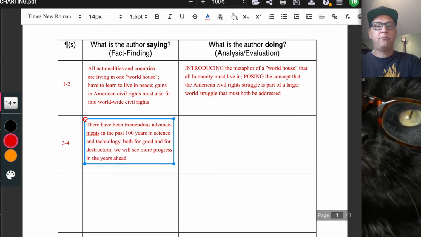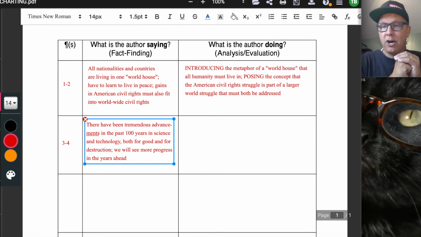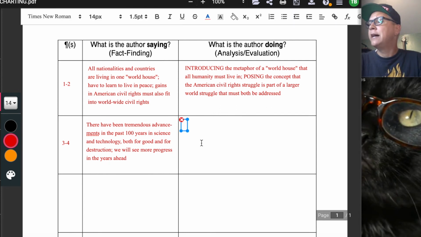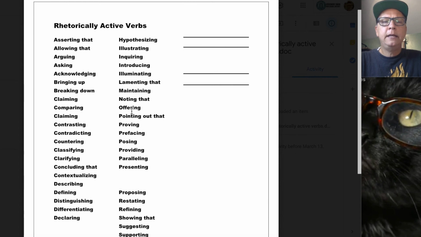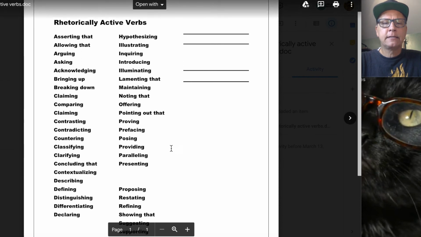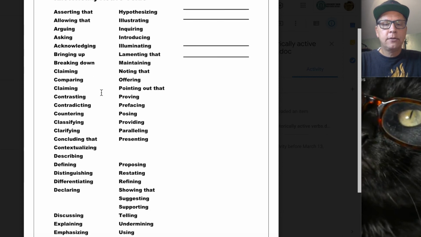All right, so again, I'm trying to summarize 3 paragraphs in 1 or 2 sentences in this charting, but I don't want to neglect a paragraph because then my charting is incomplete. Next part, I need to find, again, some great rhetorically active verbs. And so I could say a couple would work, right? Which ones would work? Showing that, he is providing an overview, noting that. So there's a few that I could use. Bringing up. Okay, so let's just pick one here.